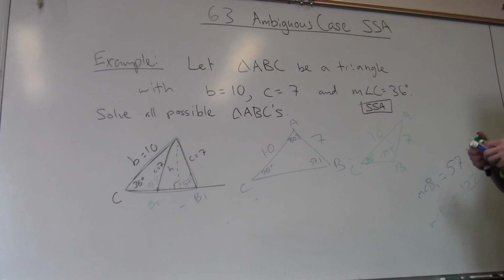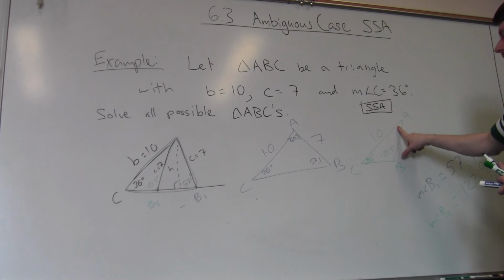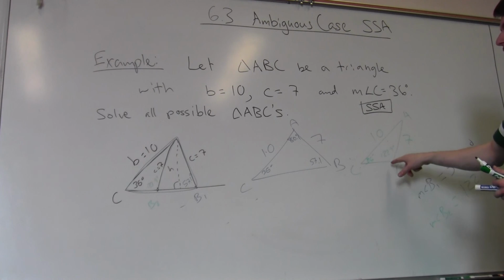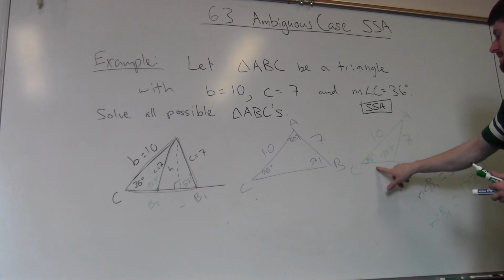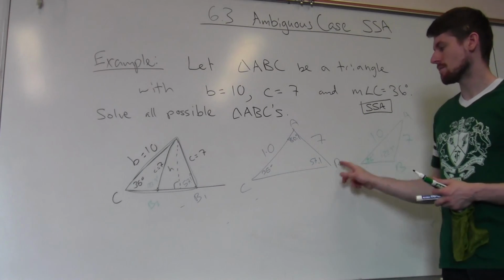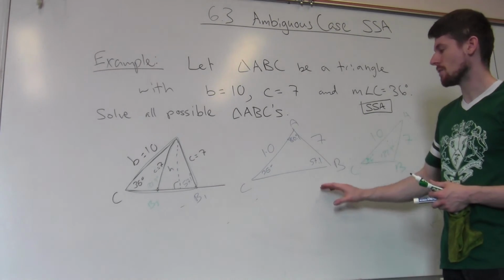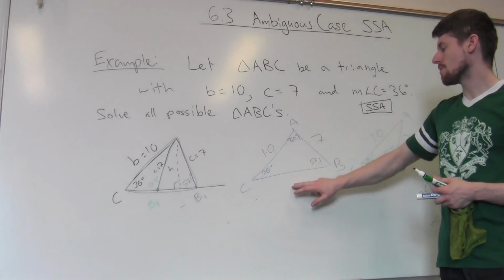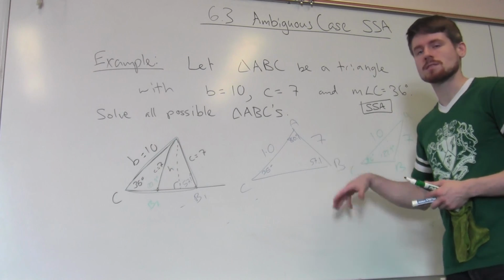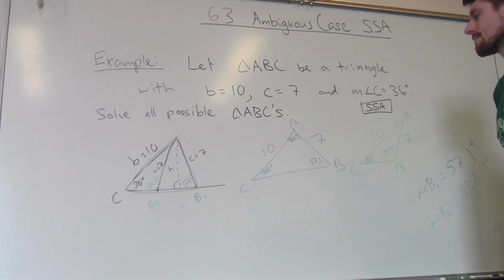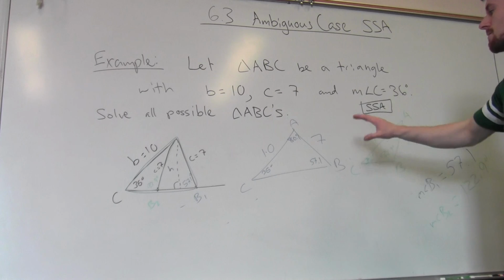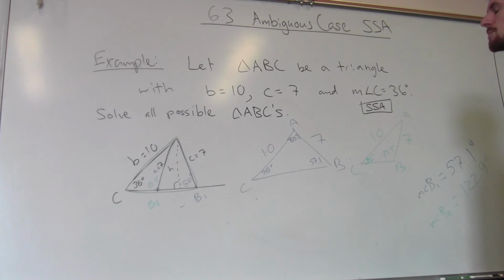Again, I won't go through those steps all the way, but finding angle A is easy because the angles add up to 180, and then finding this side is the same as finding this side from this triangle. You do sine of this angle over this side equals sine of 36 over 7, and solve for the missing side. Cool. So from here we have the two possible triangles, and we're able to solve them.